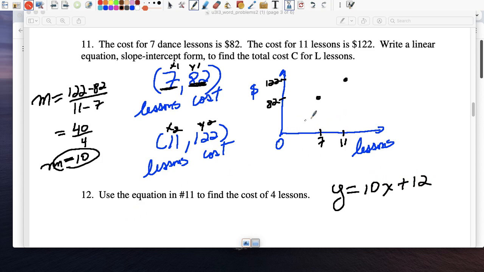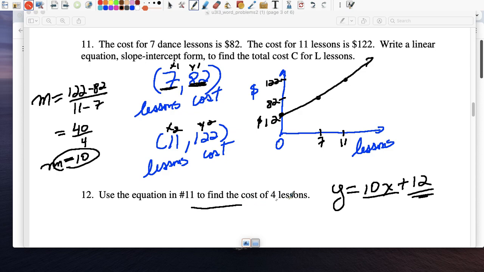So is this a proportional graph? No, it's linear, but non-proportional, because it looks like this. And there's right here, $12 that I have to pay. So the lessons are $10 per lesson, but what's that 12? Maybe a club fee, a dancing fee, a shoe fee, something that you have to pay besides the lesson, and you only pay that once. Okay?